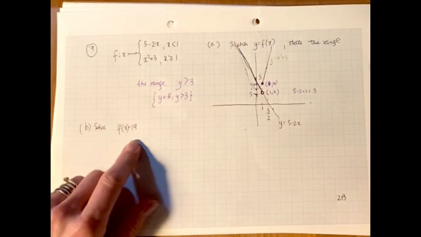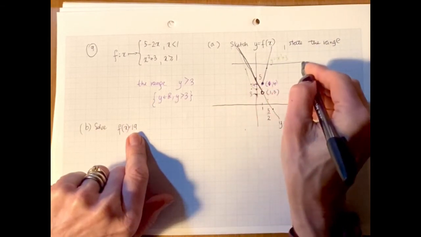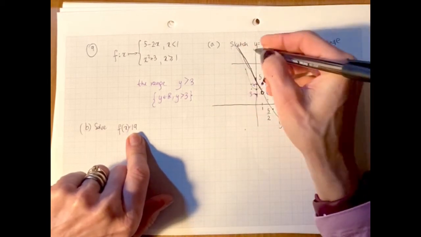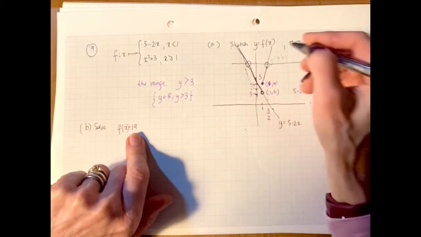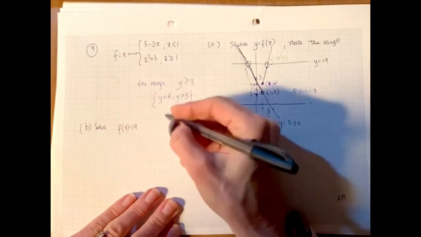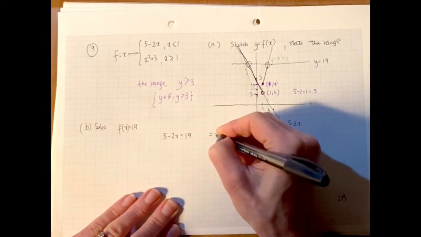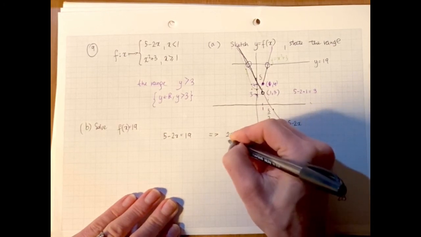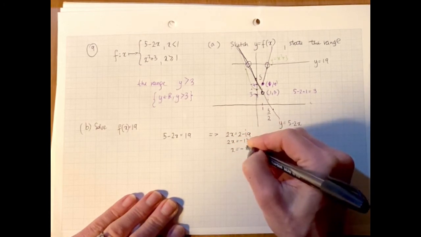Now you're asked to solve this equation f of x equals 19. So it's not going to be to scale, but if you imagine y equals 19 somewhere at the top part of the y-axis, we're talking about two possible solutions. We're going to find these two solutions. So we've got to solve two equations. We're going to make 5 minus 2x equal to 19, and that will give us 2x is equal to 2 minus 19, which is negative 17. X is equal to minus 8.5.